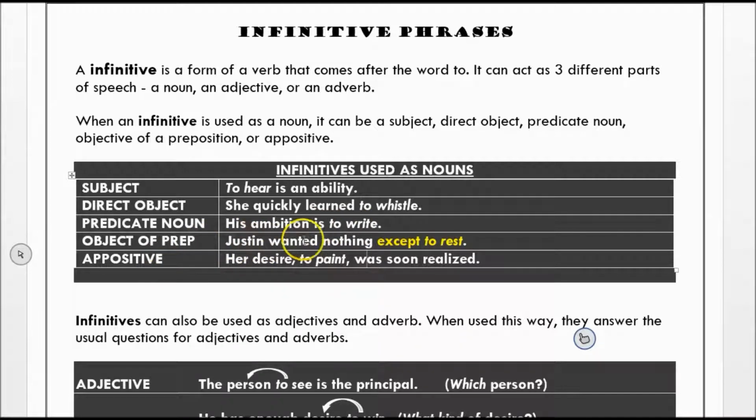As the object of a preposition: Justin wanted nothing, subject, verb, direct object, except to rest. So except is your preposition, to rest is your infinitive, and it is the object of the preposition except.